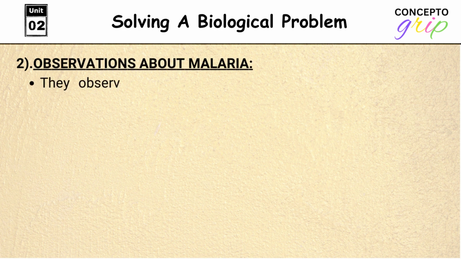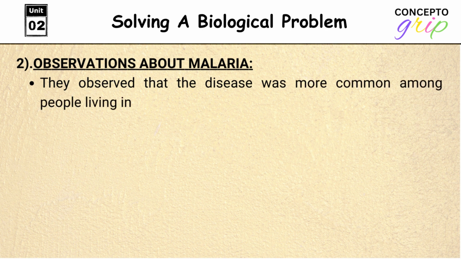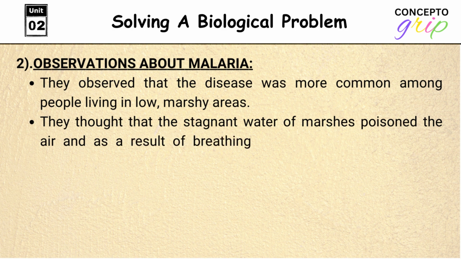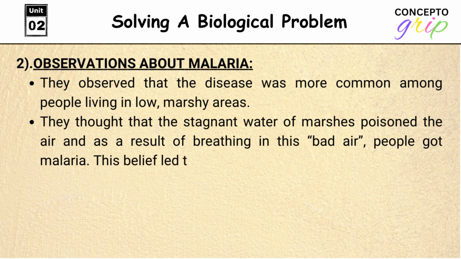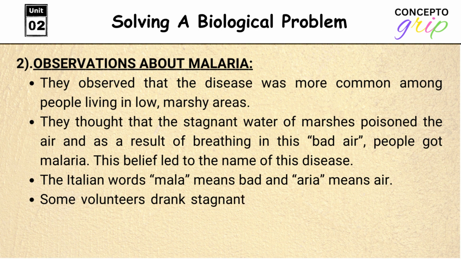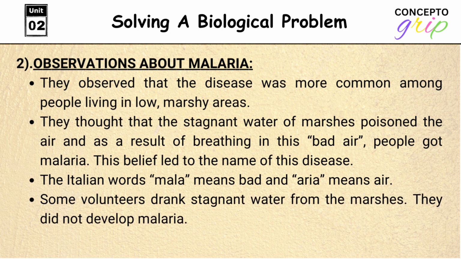Step number 2. Observations about malaria. They observed that the disease was more common among people living in low marshy areas. They thought that the stagnant water of marshes poisoned the air, and as a result of breathing in this bad air, people got malaria. This belief led to the name of this disease. The Italian words mala means bad and aria means air. Some volunteers drank stagnant water from the marshes. They did not develop malaria.